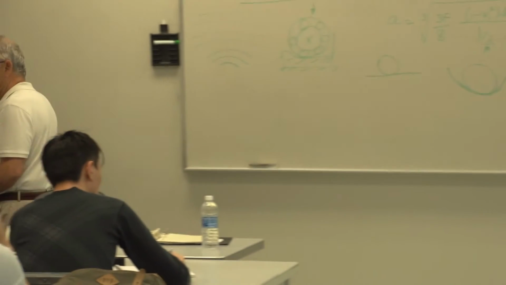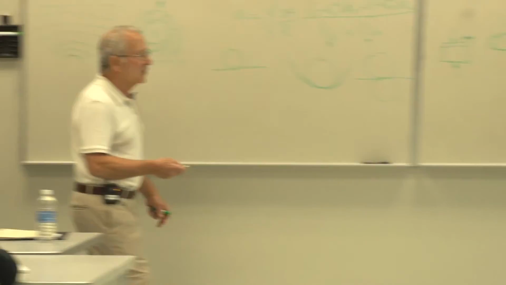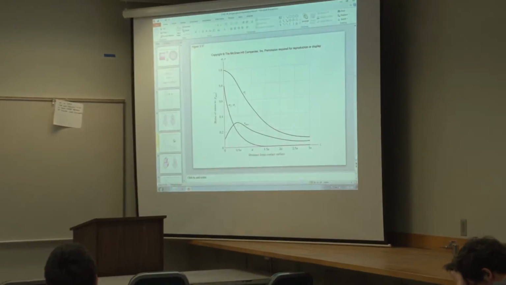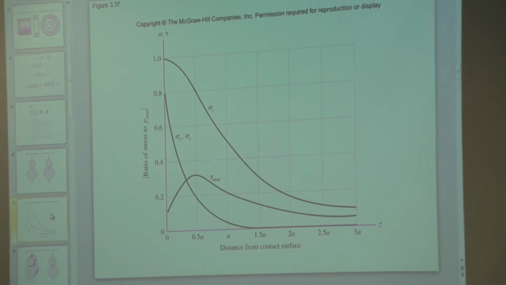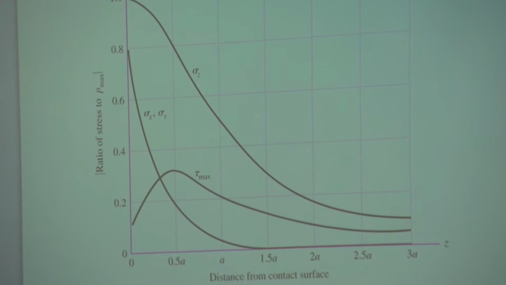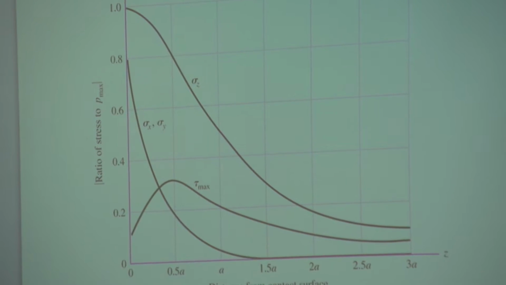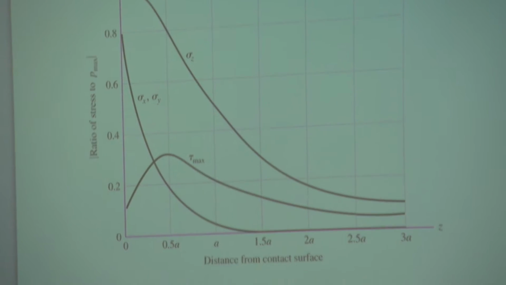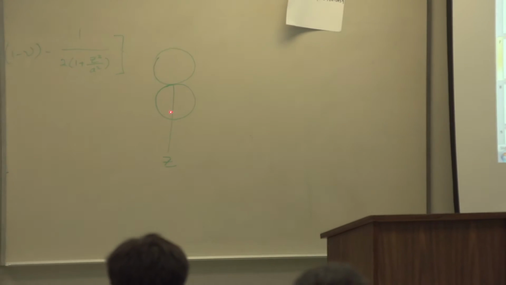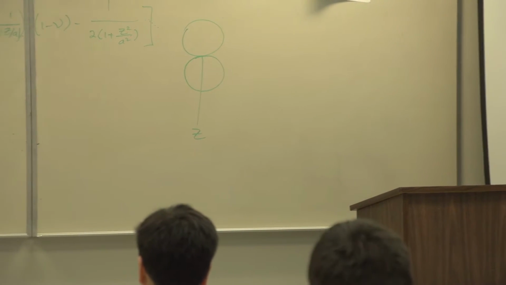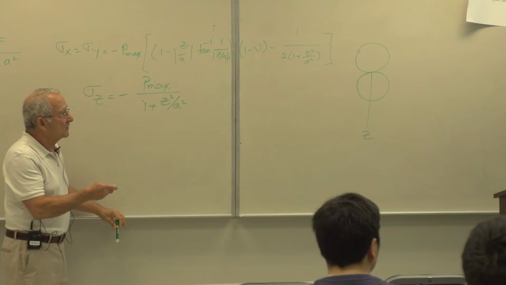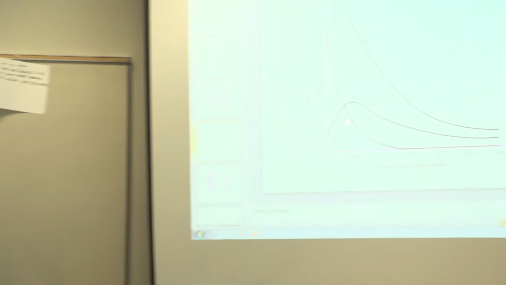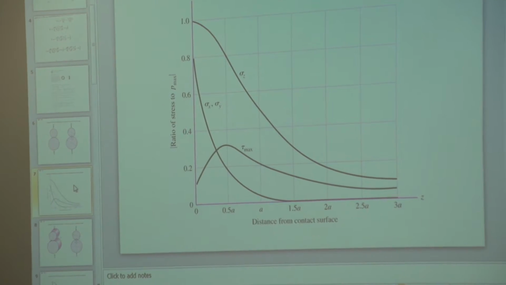Okay. If you plot these stresses, the ones whose equations I have on the board, as a function of z, so this is distance from the contact surface, so let me redraw those two here. This is z. So if you put different values of z into these equations, and you plot sigma x, sigma y, and sigma z, you get this. For sigma x and sigma y, of course, you get the same curve. They're equal. For sigma z, you get a different one.